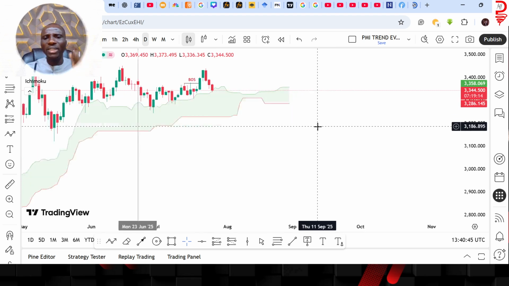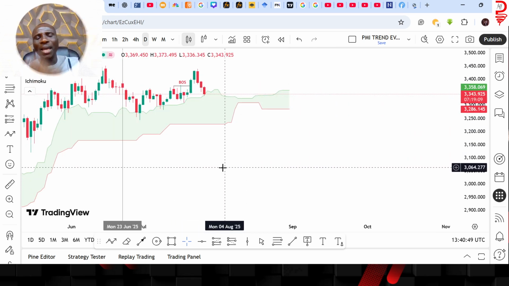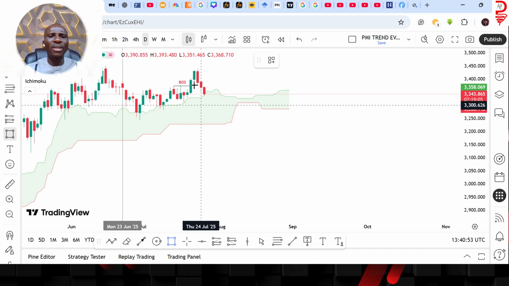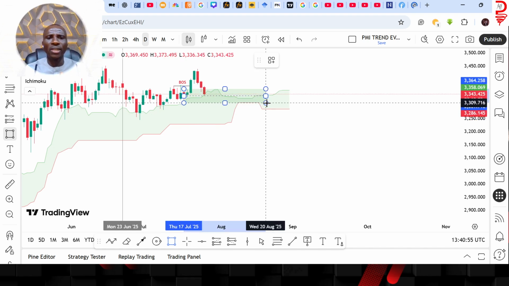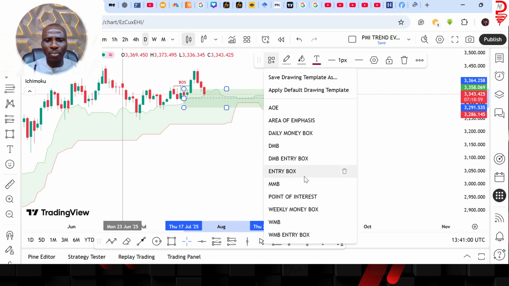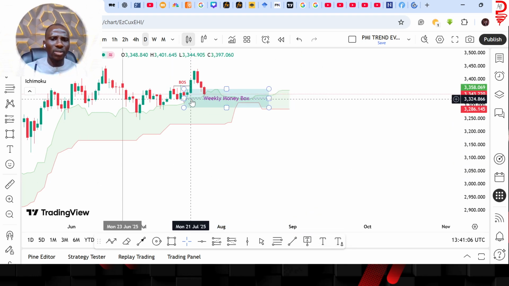Now on the daily, after you have a break of structure that is in alignment with the directional bias, the origin that created that break of structure forms your money box. You might need to go and listen to my video on the concept of the money box. This is your weekly money box. This is your weekly money box now.